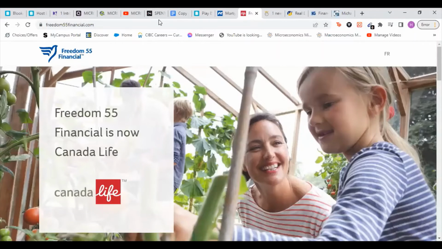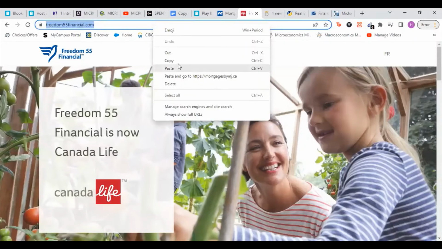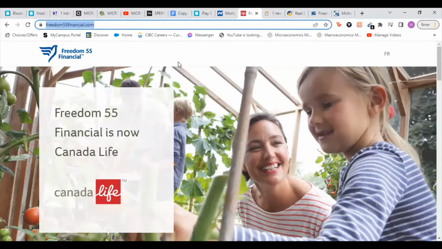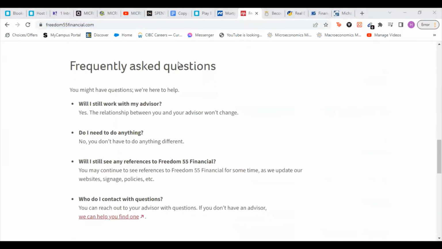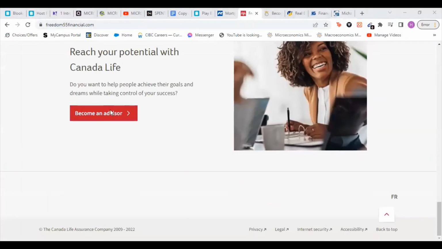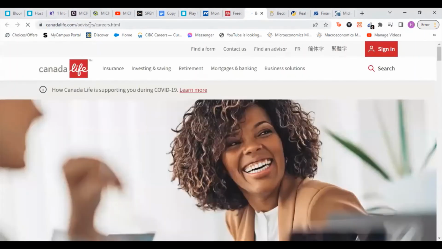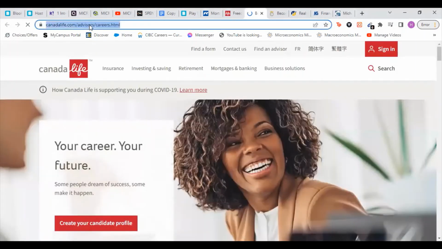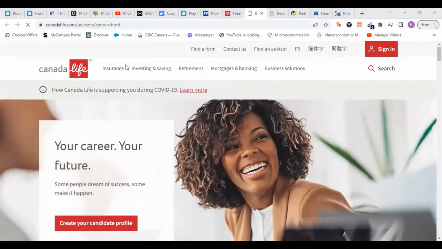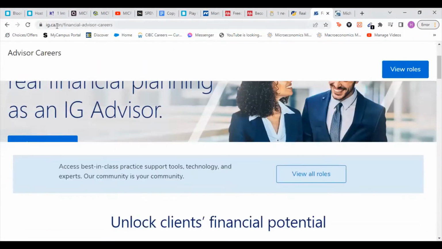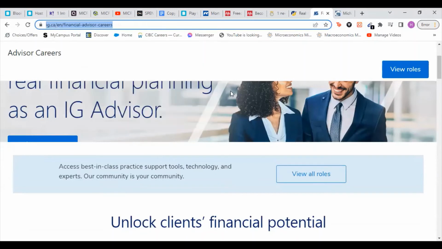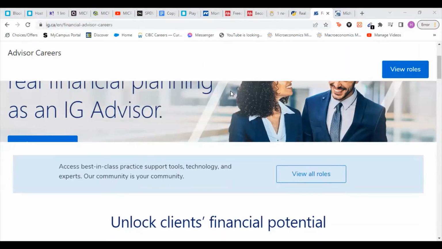Also, you could become a financial advisor. Freedom 55, you could do it through Freedom 55 Financial. You can become an advisor. I'm just gonna send you this. If you do want to become a financial advisor, that's a great path also. Investors Group is also a good company for that. So here's the link. If you want more information, let me know.